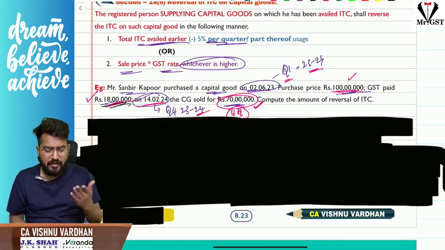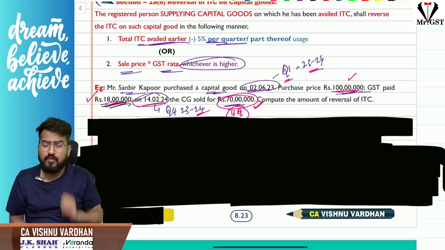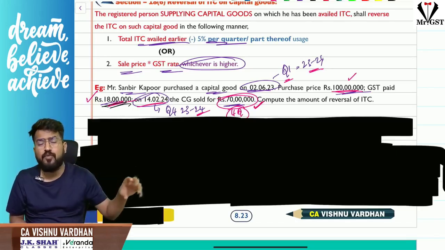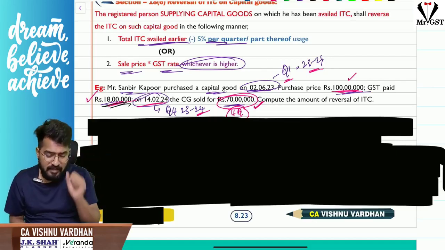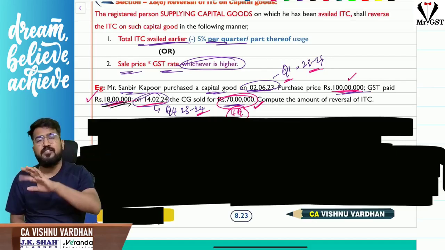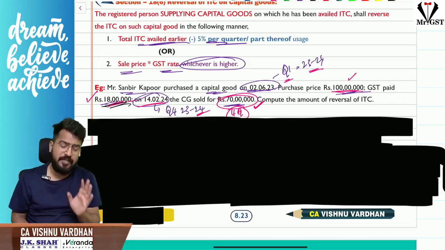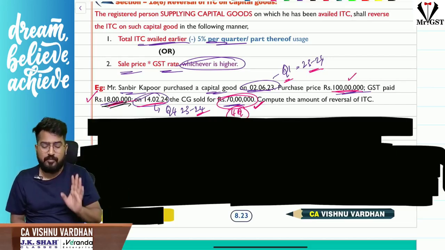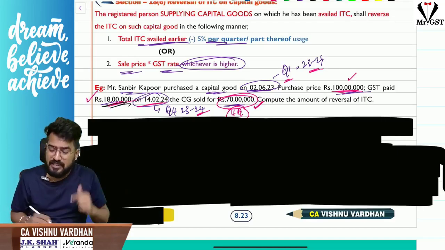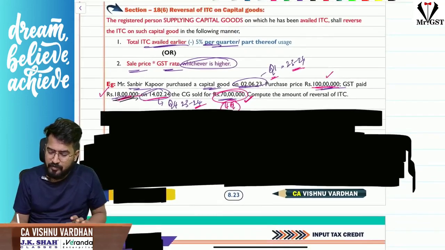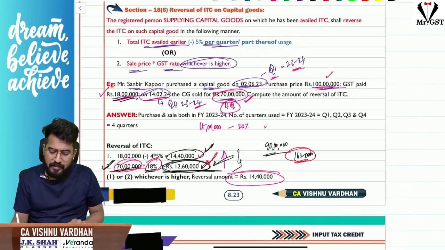So you tell me here, how many quarters have we used this? 4 quarters we have used. That means for those 4 quarters taking ITC is correct. The balance quarters you have to reverse, correct? So total ITC availed 18 lakhs minus 4 quarters into 5%, that is 20%. Whatever balance amount remains, you should compare with sale price 70 lakhs into GST rate 18%, whichever is higher, that much you have to reverse.